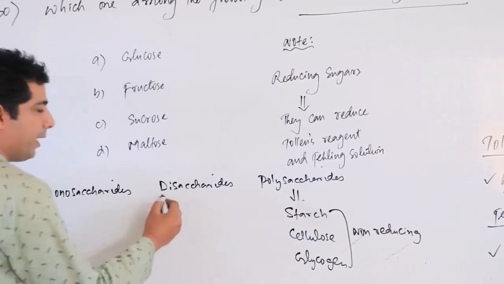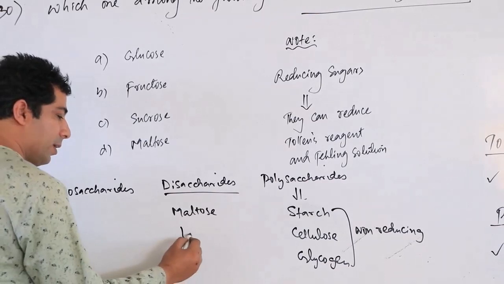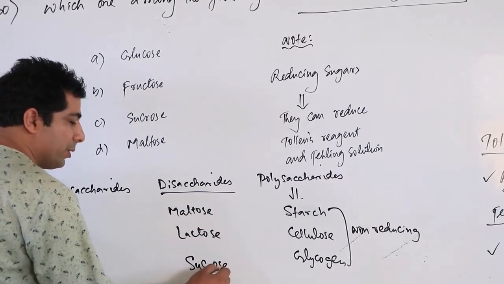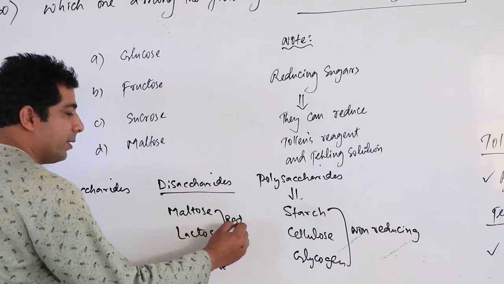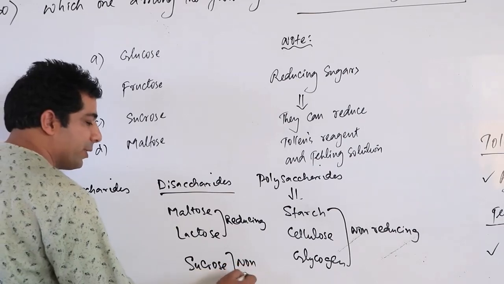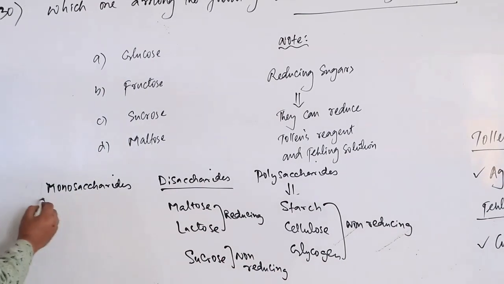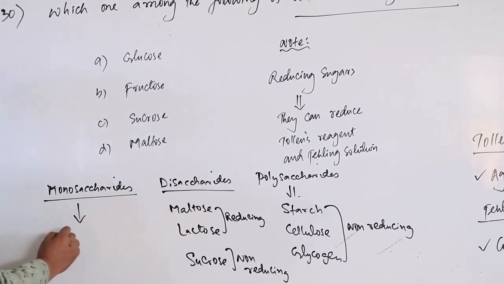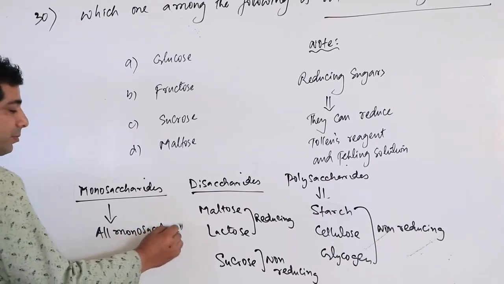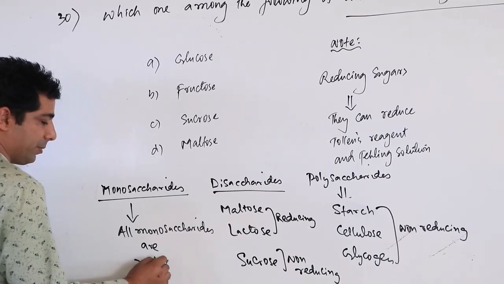Disaccharides, we have here maltose, lactose, and we have sucrose. These two are reducing, means they can reduce Tollens reagent and Fehling's solution, and sucrose is non-reducing. This guy is non-reducing. Correct? Monosaccharides means all monosaccharides are reducing sugars.